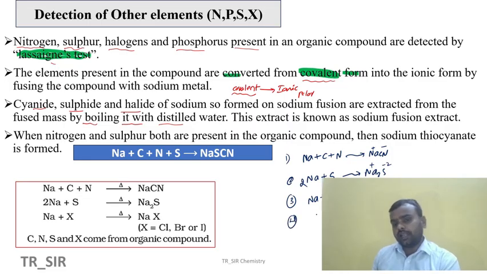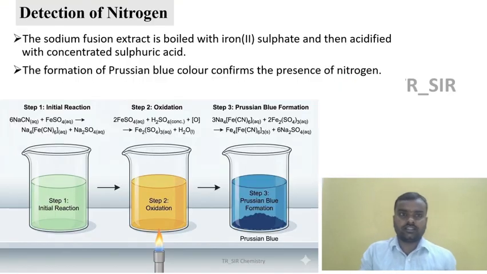Assume that both nitrogen and sulfur are present. So sodium fusion extract with carbon, nitrogen and sulfur, three elements present. In this case, you will get thiocyanate. This becomes plus, and the total becomes minus. So this is the reason that we need the sodium fusion extract. Now we'll see detection one by one: nitrogen, phosphorus, like this.